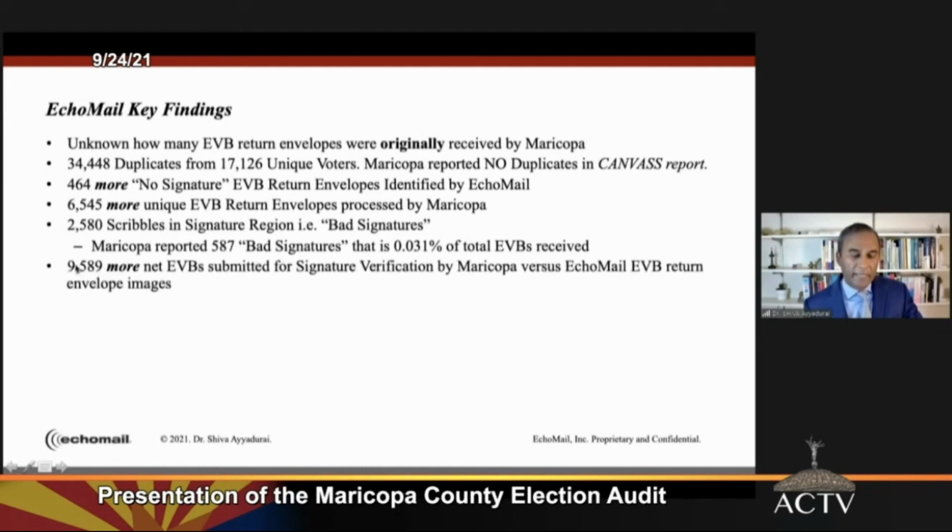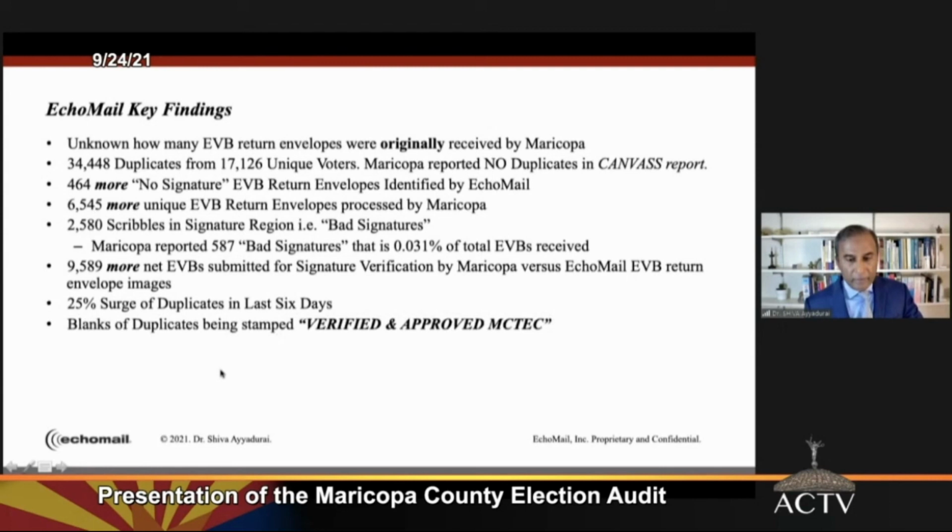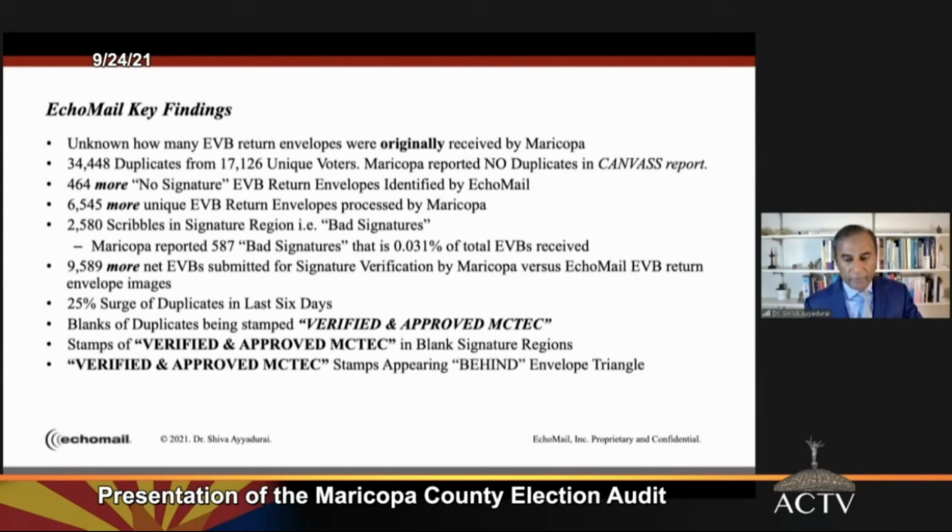Finally, Maricopa has 9,589 more net EVB envelopes that were submitted to signature verification versus what we have. And what we're also going to see shortly is that through further analysis we saw a 25% surge of duplicates in the last 6 days, between November 4th and the 9th. We also saw some very interesting other anomalies where blanks of duplicates were being stamped, verified, and approved. We also saw stamps of verified and approved in blank signature regions, and I'll share those with you.